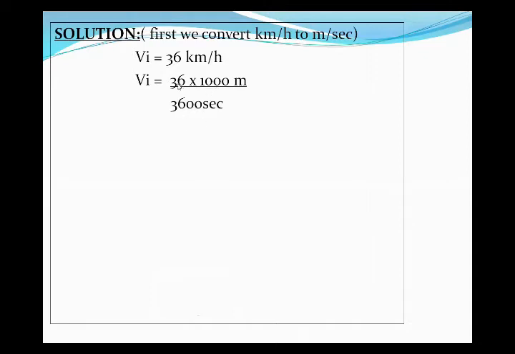Now let's see. First we will multiply 36 with 1000, then we will get 36,000, then we will divide it by 3600 second. So we get 10 meter per second. So here we have converted Vi, 36 kilometer per hour, into meter per second. So it will become 10 meter per second.